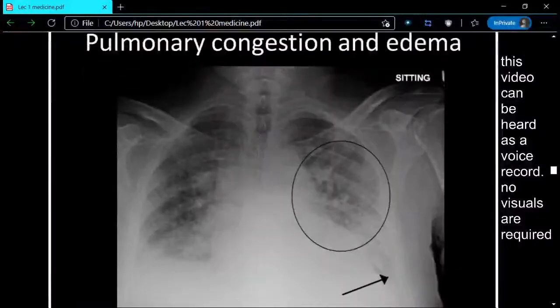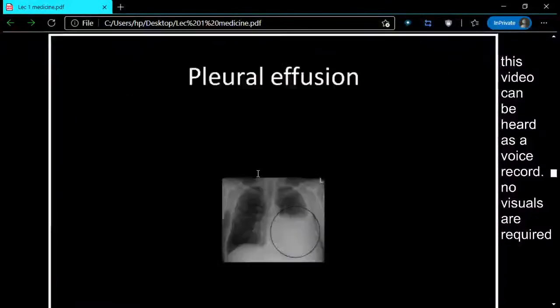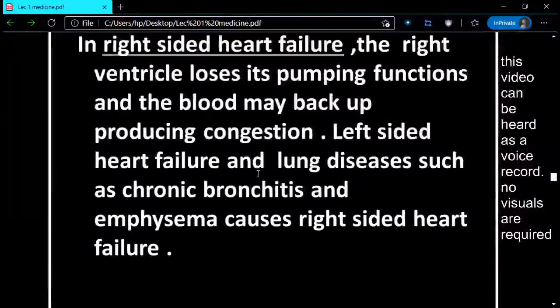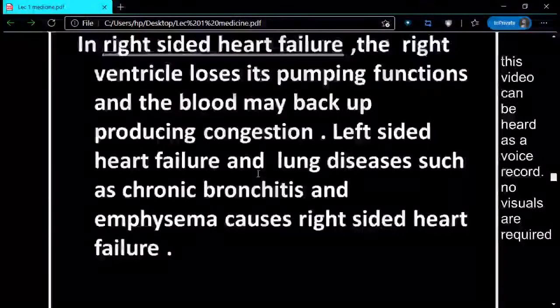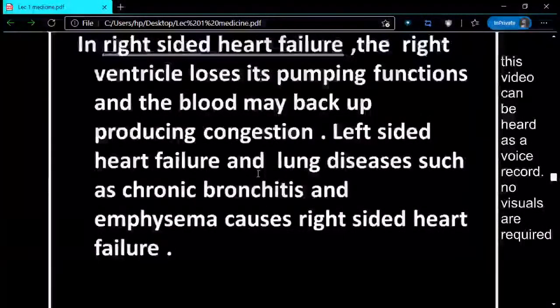And this is the normal X-ray and the pulmonary congestive edema, pleural effusion, left side heart failure, the right ventricle, all because of the right ventricle, causing the right, not the left this time, it's the right heart failure.